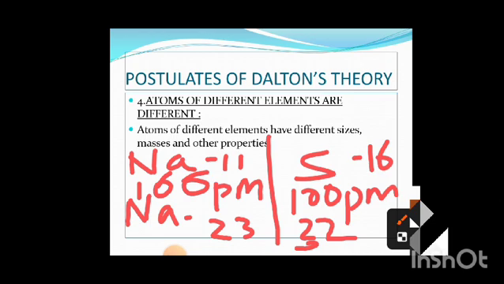So what does it mean? It means that atoms of different elements have different size, mass and properties. Similarly, if you talk about property, sulfur is a non-metal, sodium is a metal. Sodium has a beautiful metallic color, whereas sulfur has a vibrant yellow color. So because these are different atoms, their properties will vary, their mass will vary and the size will vary. All this was understood by Dalton and it was given as a postulate.